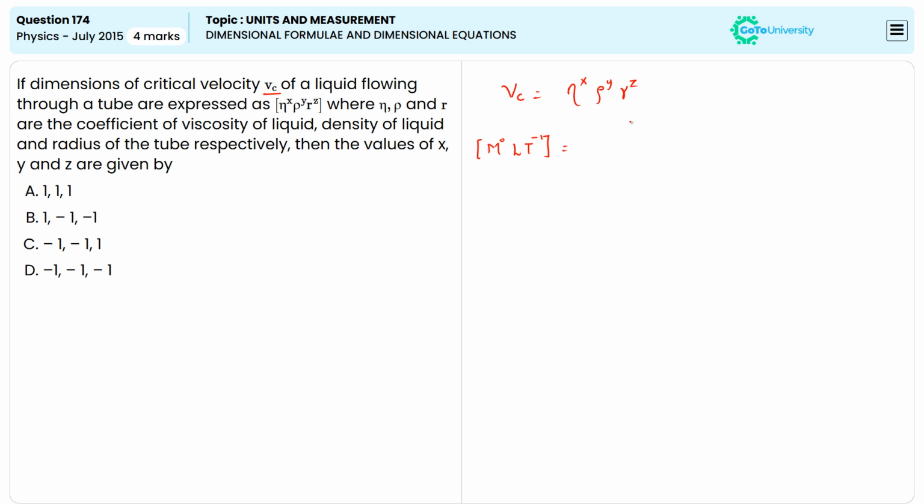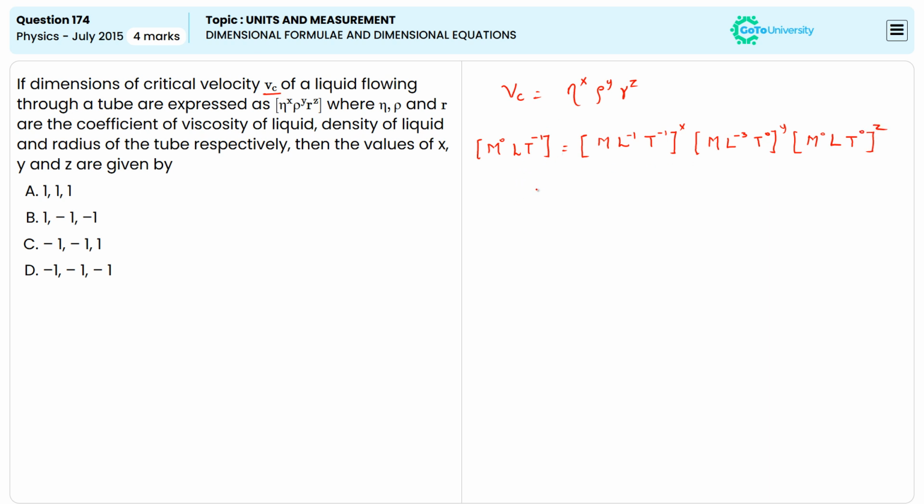Similarly, the viscosity of the liquid we can write in terms of the dimensions mass, length and time, that is M L to the power of minus 1 T to the power of minus 1, to the power of x. And rho is kg per meter cube, that is M L to the power of minus 3 T to the power of 0, to the power of y. And the radius is only a length dimension, that is M to the power of 0, L to the power of 1 and T to the power of 0, to the power of z.